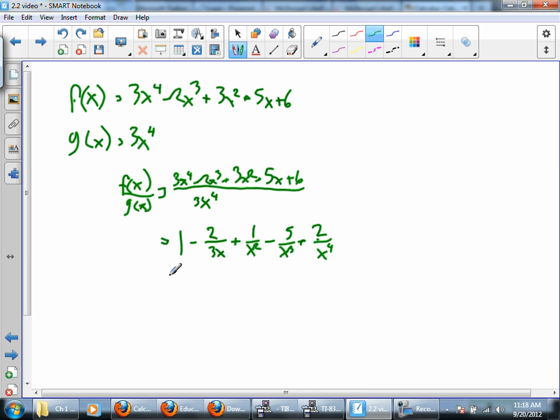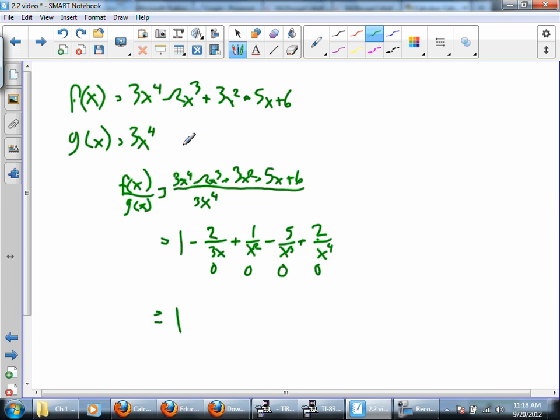So what happens as our numbers get really, really big? Well, the 1 is going to stay as a 1. As the numbers get really, really big, the denominator is going to get super big, making this closer to 0, and this closer to 0, and this closer to 0. So as the numbers get really, really big, this becomes 1. This is really the definition of end behavior. These two graphs have the same end behavior as we get bigger and bigger.